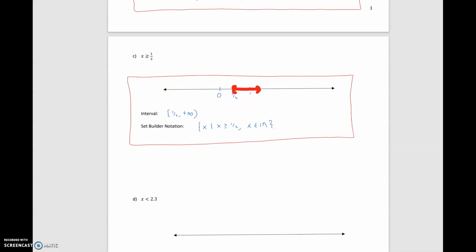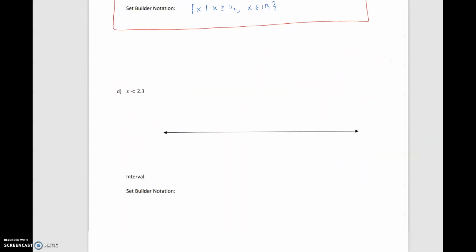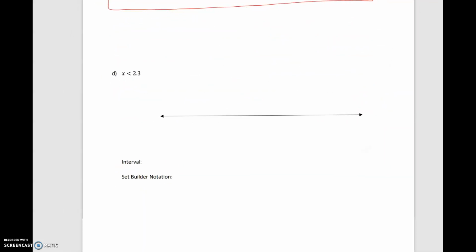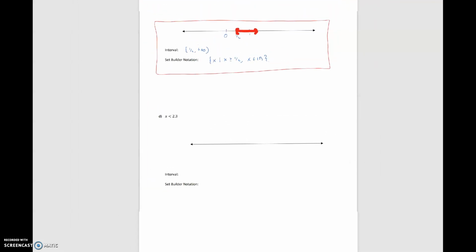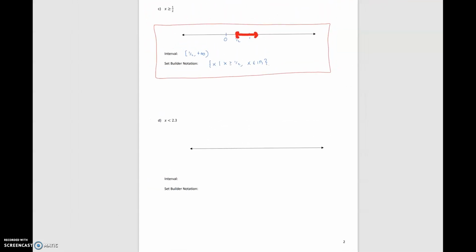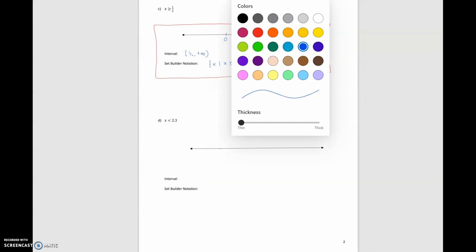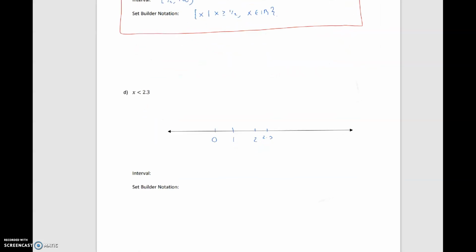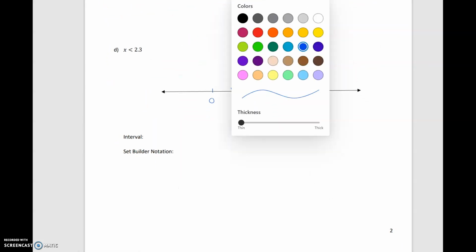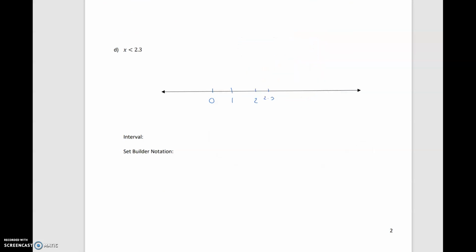Let's move on to D. Okay, so on D, it says x is less than 2.3. So technically this is 0. I'm going to put 1. I want to put 2. And then I'm just going to put that this is 2.3. Obviously not to scale. And then this one says less than.